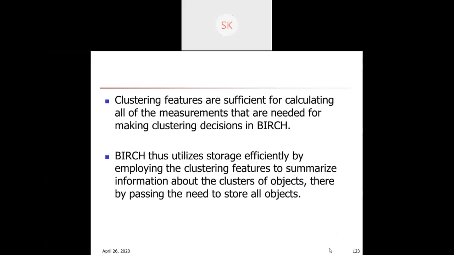Clustering features are sufficient for calculating all the measurements that are needed for making clustering decisions in BIRCH. This method works efficiently by employing the clustering features to summarize information about the cluster of objects, thereby bypassing the need to store all objects.